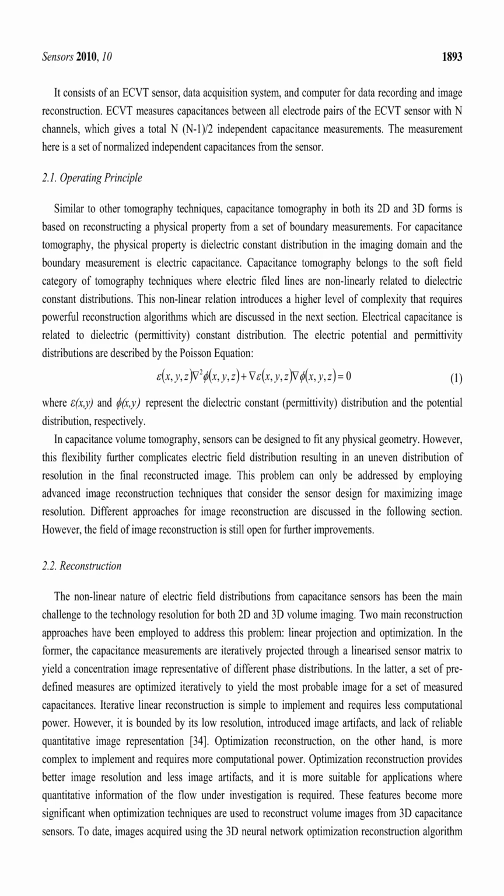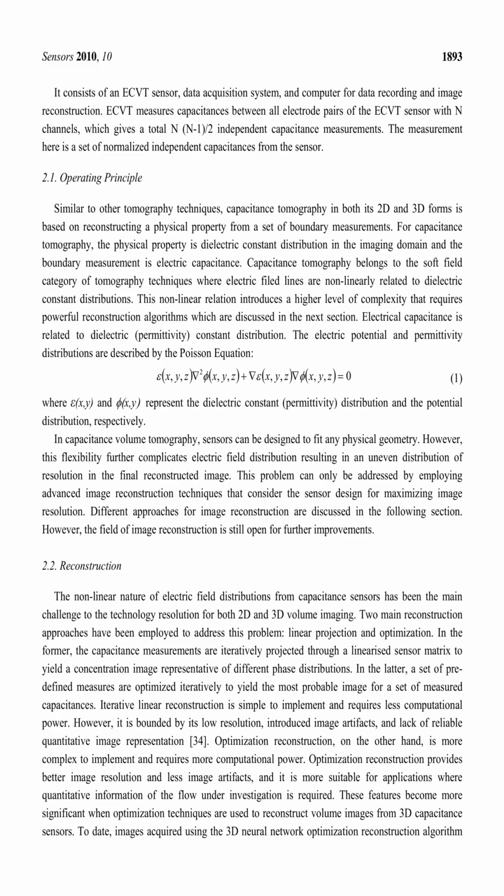2. Reconstruction. The nonlinear nature of electric field distributions from capacitance sensors has been the main challenge to the technology resolution for both 2D and 3D volume imaging. Two main reconstruction approaches have been employed to address this problem: linear projection and optimization. In the former, the capacitance measurements are iteratively projected through a linearized sensor matrix, yielding a concentration image representative of different phase distributions. In the latter, a set of predefined measures are optimized iteratively to yield the most probable image for a set of measurements.